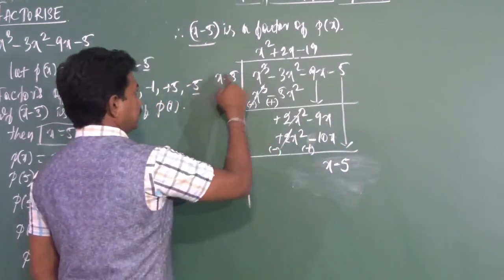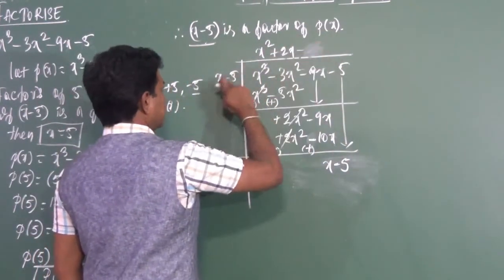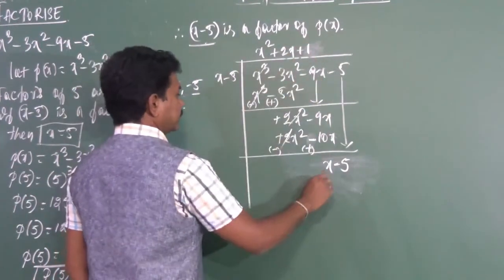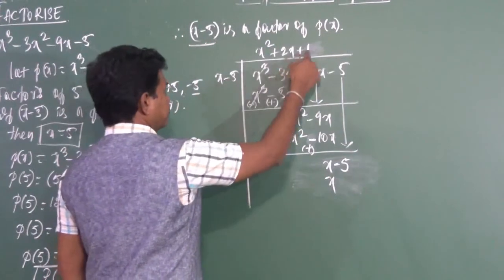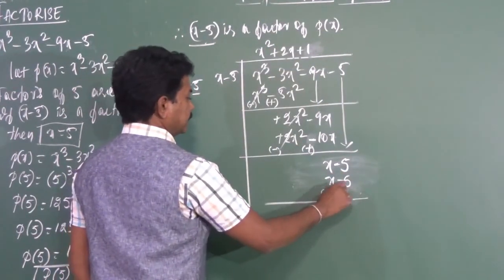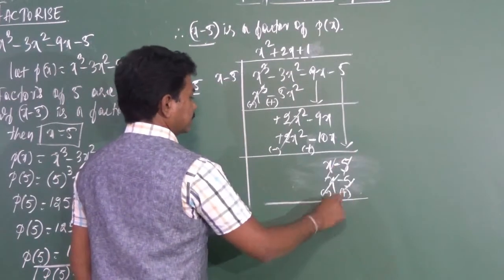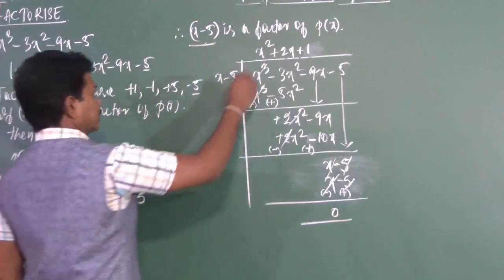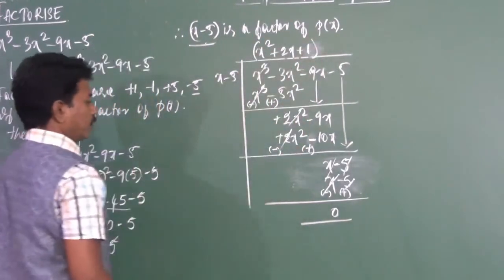So x into what gives you x, that is 1. x into plus 1 is x, minus 5 into plus 1 is minus 5. So on subtracting, it cancels, and the remainder is 0. Therefore we have got the quotient, that is x square plus 2x plus 1.